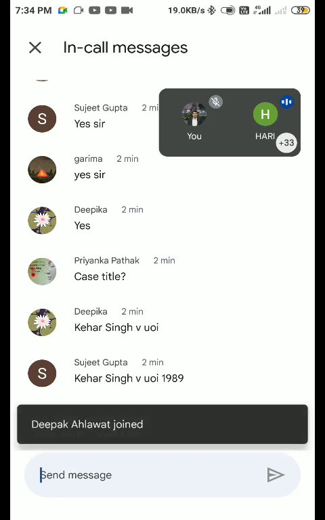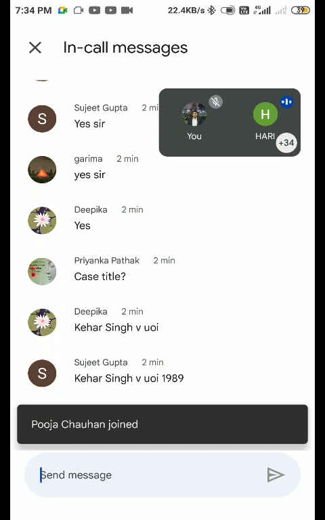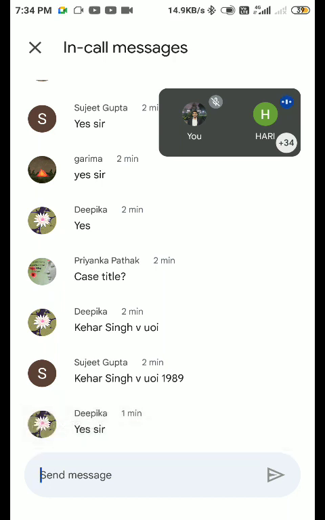Now, what we are talking about is president's pardoning power. This comes under pardoning power of governor. Our governor R.N. Ravi is the governor of Tamil Nadu.